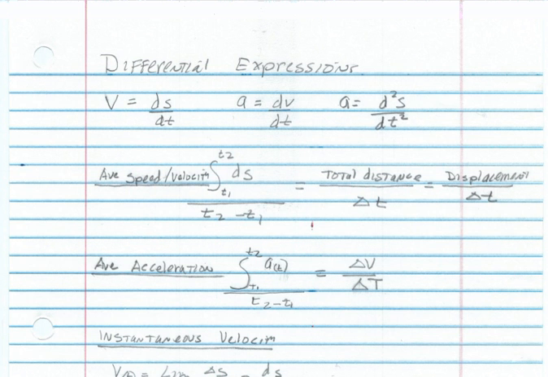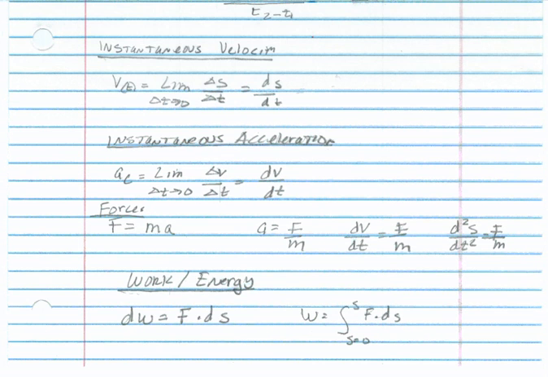Now, what about instantaneous velocity? Well, instantaneous velocity, of course, is the limit of delta s over delta t as delta t approaches 0, or simply ds/dt, or the slope of the tangent drawn to the curve of displacement versus time. Instantaneous acceleration, of course, is the limit of delta v over delta t as delta t approaches 0, or simply the derivative of velocity with respect to time, or essentially the slope of the tangent of the velocity versus time graph.